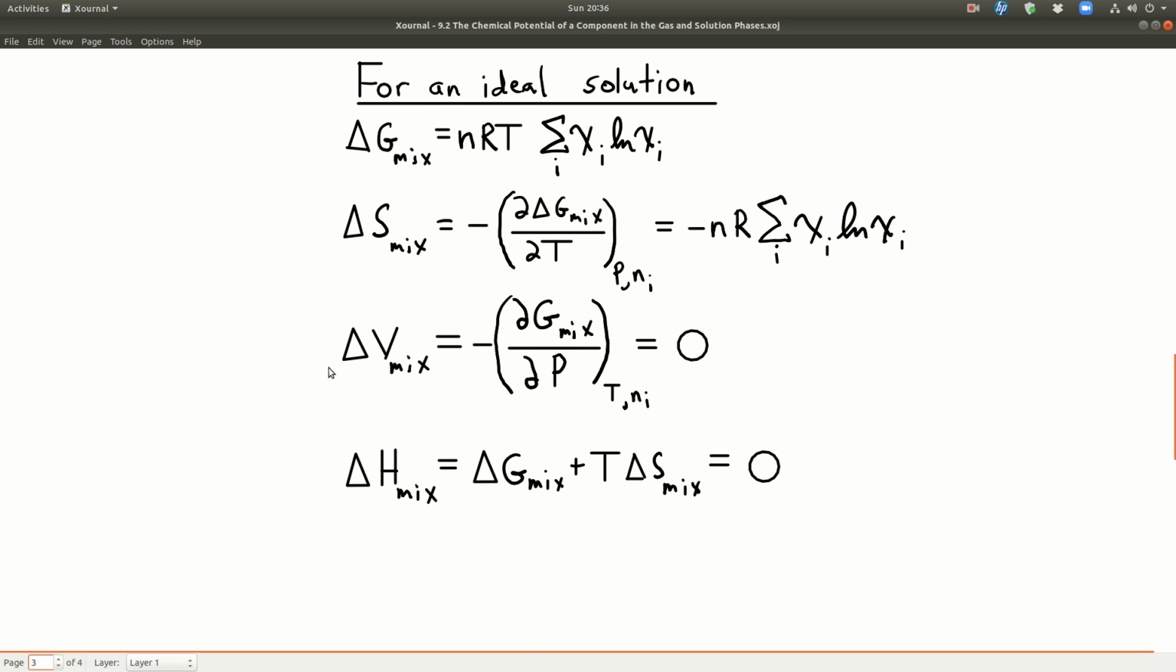Now here, let's look at these two. We saw these before. For an ideal solution, the change in volume of mixing will be 0. Because remember, in an ideal solution, the strength of the interactions between the solvent and solute particles are all identical. So we won't change the volume, and likewise, the delta H will be 0.